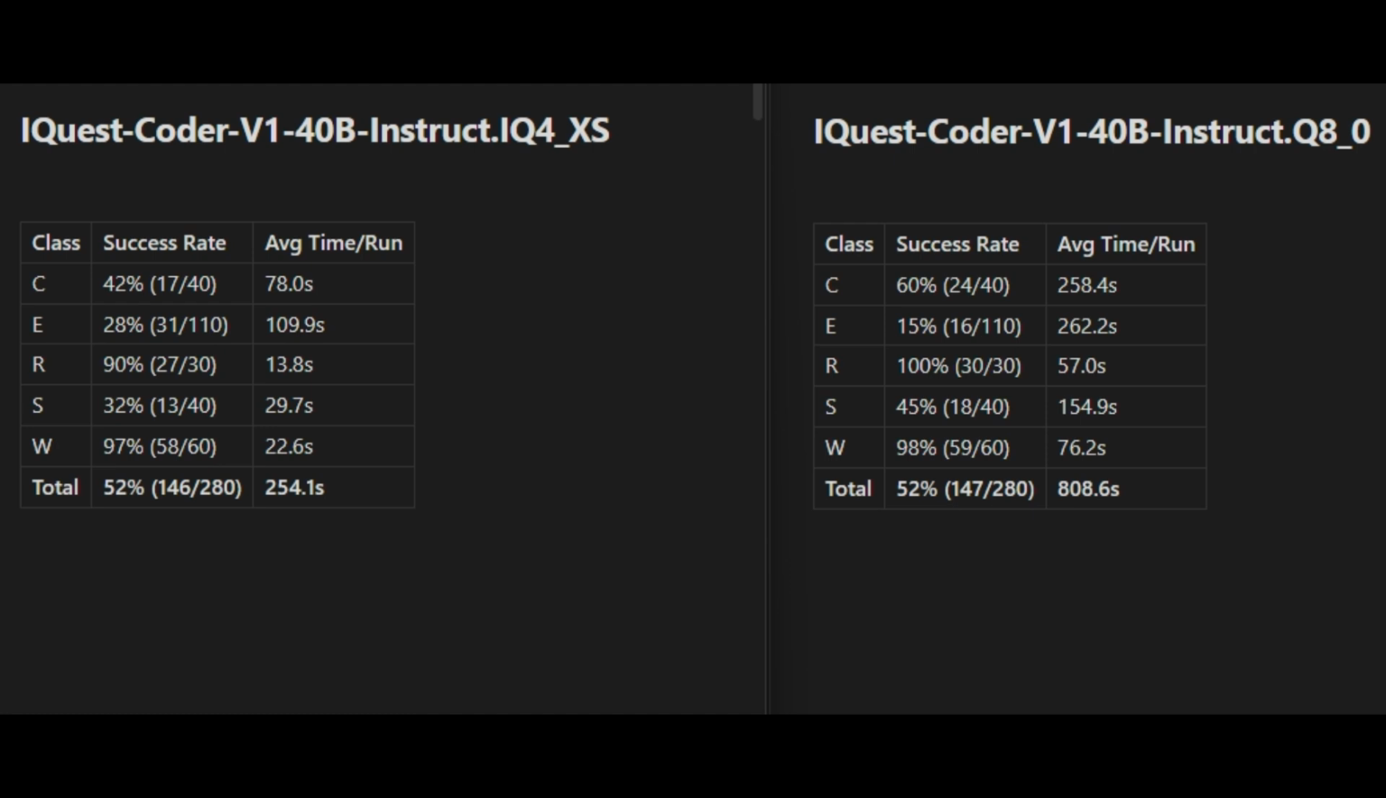Case classes are C for combined, E for editing, R for reading, S for search, and W for writing. As we can see, the editing problems are the most difficult for the model. The success rate is abysmal. Writing and reading problems are easiest, but still the model doesn't hit the 100% mark on them. Also note that models like Opus 4.5 and DevStral 2 have a 100% success rate on these benchmarks.